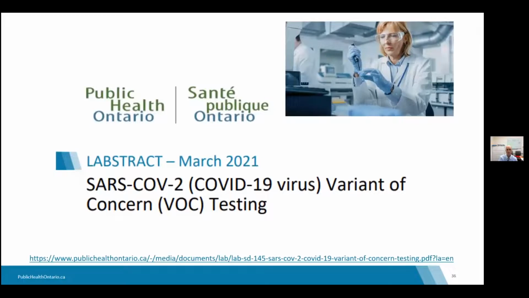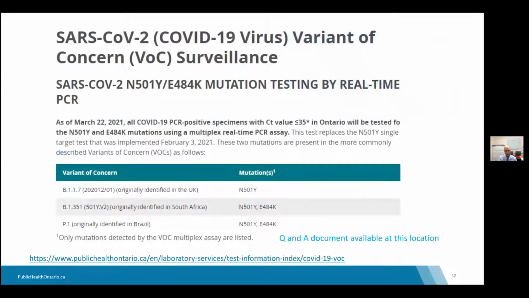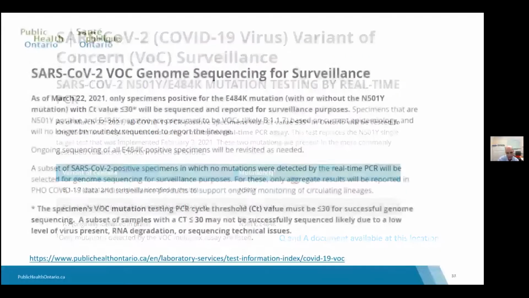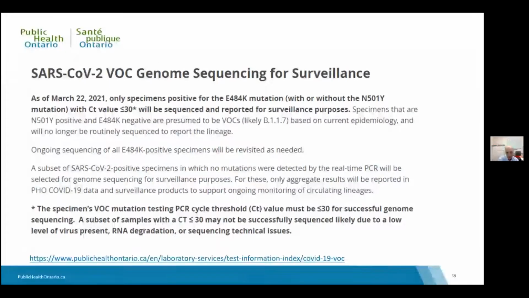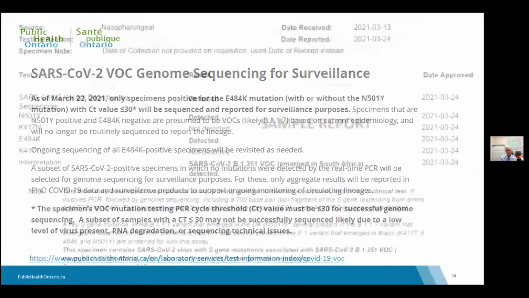This is just a screenshot to show you that we do have a lab abstract that explains this new dual target assay, and we can go to the next slide. And that lab abstract is found also on this test information sheet for variants of concern that we have, and that provides a lot of the information I've just been talking about. Next slide, please. And again, the wording on how we do the sequencing is also available there. There's also a Q&A document linked to the test information sheet that it's worth taking the time to have a look at. Next slide, please.